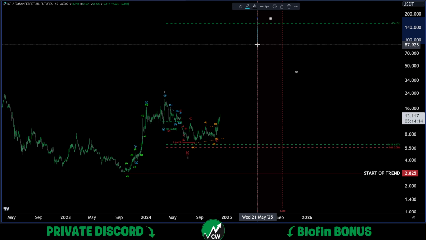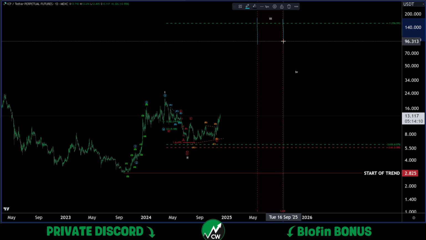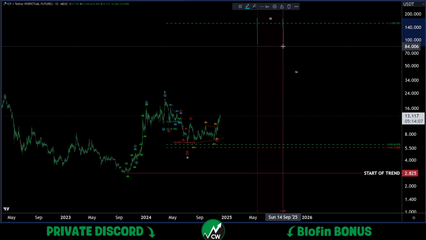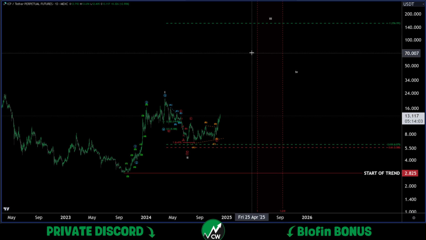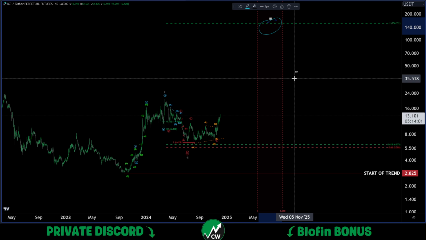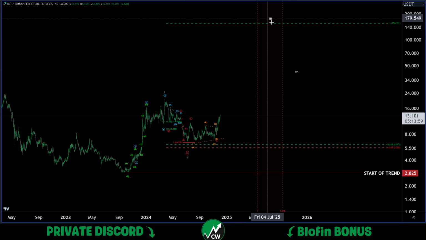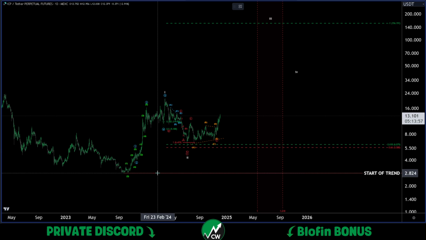The 1-to-1 in time would be around the end of May. The 1.618 extension in time would be around fall, end of September. Somewhere in that range, I want to see a third wave hit this target. That would conclude that we are in a larger impulse.